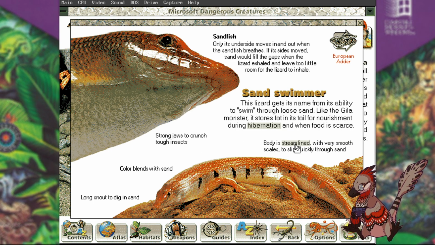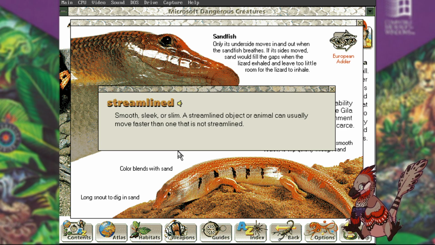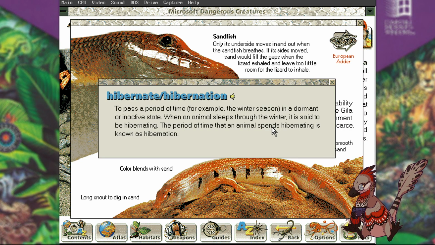Right, streamlined. Smooth, sleek, or slim. A streamlined object or animal can usually move faster than one that is not streamlined. Hibernation. Hibernate. To pass a period of time, for example the winter season, in a dormant or inactive state. When an animal sleeps through the winter, it is said to be hibernating. The period of time that an animal spends hibernating is known as hibernation.